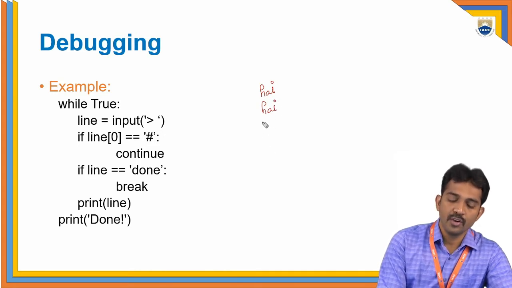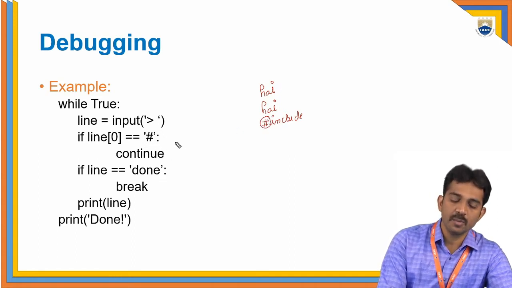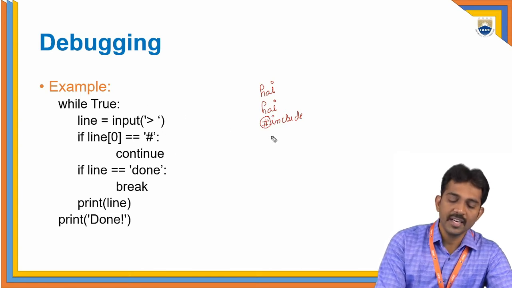For example, if you enter hash include as an input, when you enter hash include, it simply comes to here. Line of 0 is hash, right? It simply uses continue. You know, continue means it skips the remaining statements. The controller moves to the while true again. Again, it asks you to read the next string.